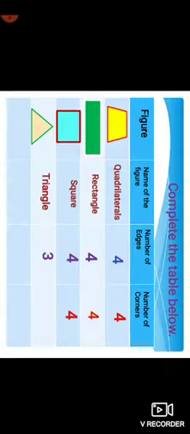Second figure is rectangle. Number of edges 4. Number of corners 4. Third figure is square. Number of edges 4. Number of corners 4. Fourth figure is triangle. Number of edges 3. Number of corners 3. Last is a circle. Number of edges 1. Number of corners 0.